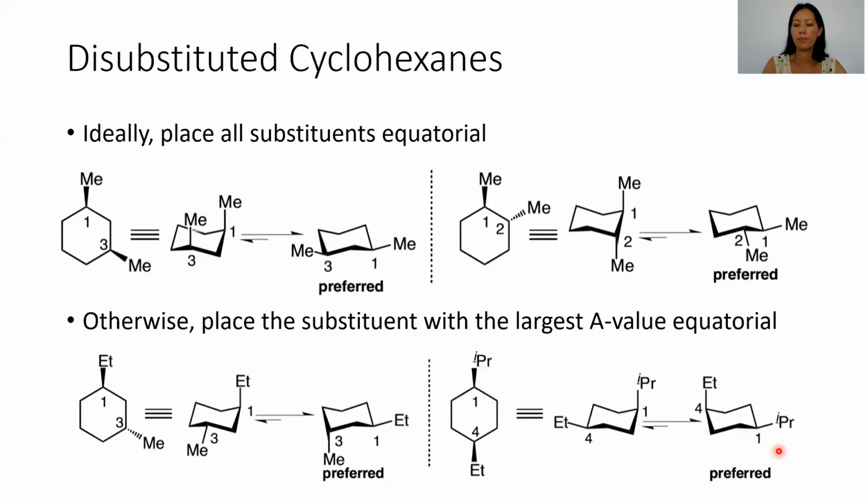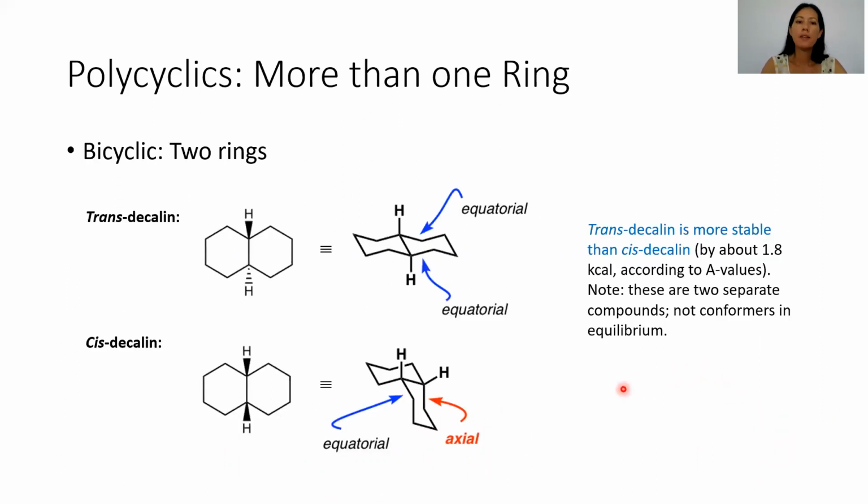Our last slide in this video is talking about bicyclic rings, 2 rings here shown fused together. You can have different geometries here. So here I have the ring going down and up. So down equatorial, up equatorial, that's preferred. This is called trans-decalin. The cis-decalin here forces one of those ring carbons down axial. And so you have a less favored ring system here. The trans-decalin is more stable than the cis by 1.8 kcals.